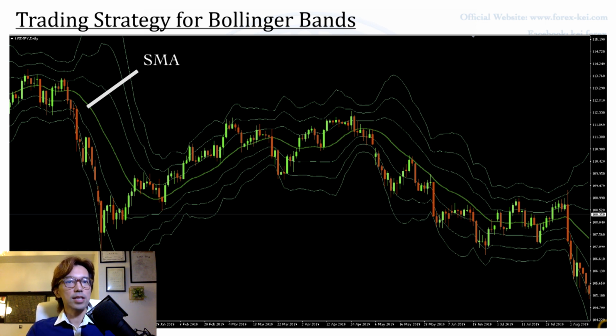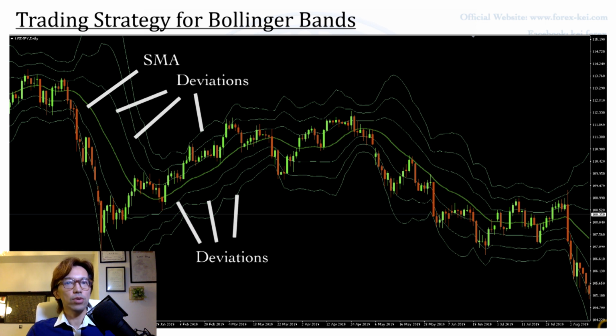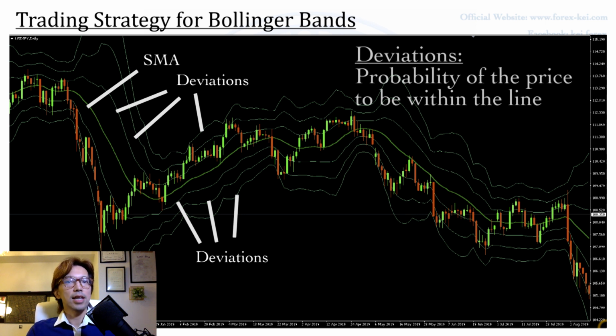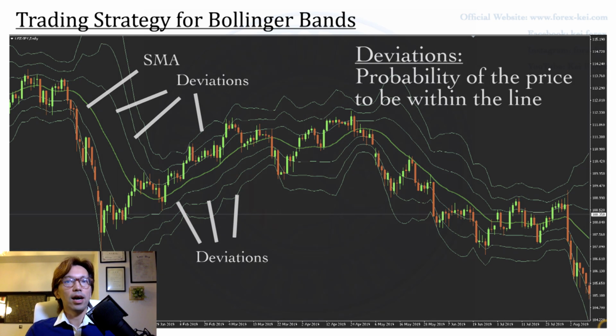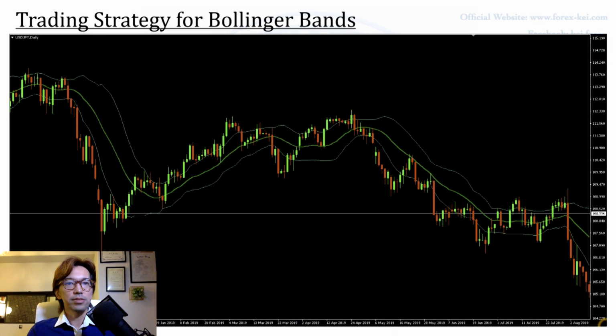And on both sides of this moving average, there are deviations 1, 2, and 3. Actually, I only look at deviation 1 and 2, but you can actually show it up to 3 if you would like to. So what this deviation means is that they show the probability of the price to be within the lines of these deviations. And for example, when it's the deviation 1, it's like this on the chart.